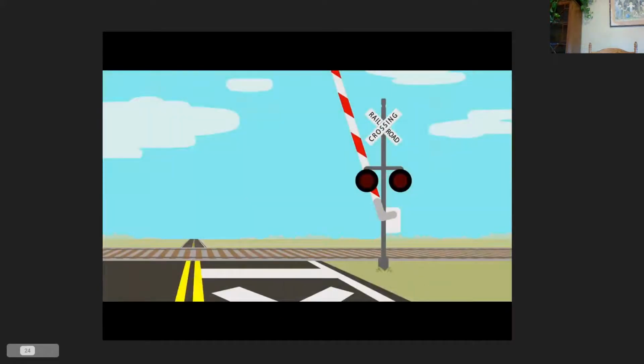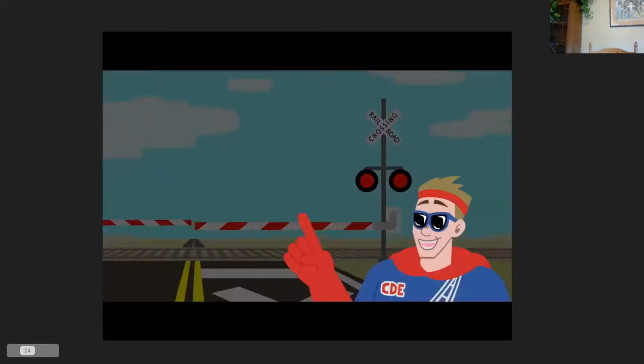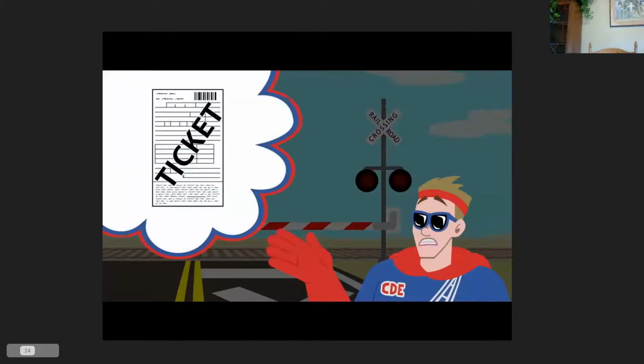Some railroad crossings have red flashing lights, bells, and crossbars that block the traffic from crossing the tracks. If the flashing lights, bells, and crossbars are down, traffic cannot cross until the bar is raised and the lights and bells have been turned off. I never attempt to go around the crossbars or through the red lights, as it is extremely dangerous. I could receive a very expensive ticket as well.